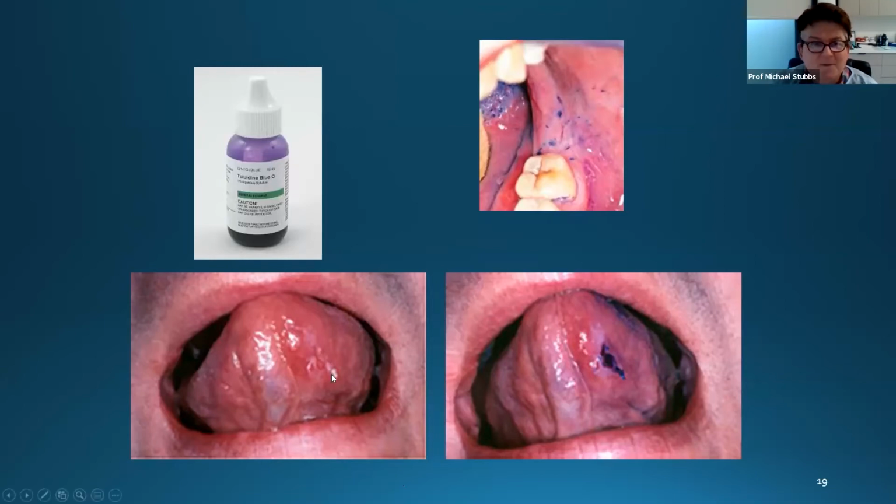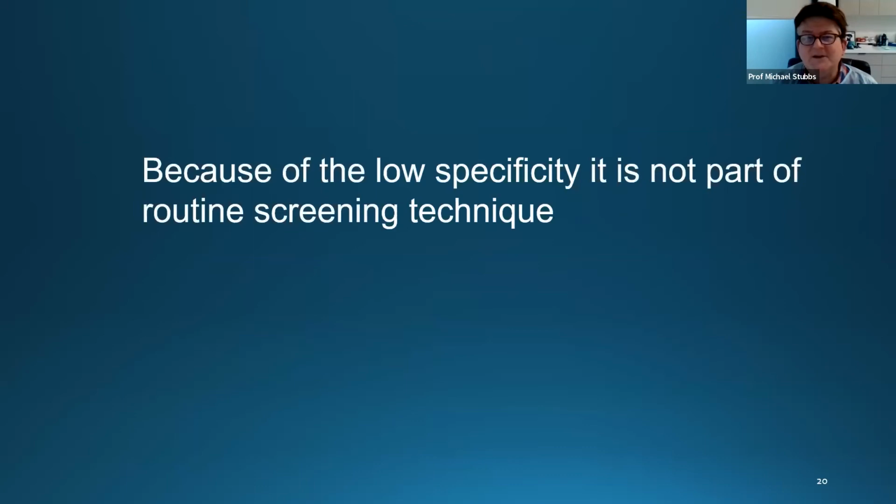But this is something where you can see on the lower left here, see that subtle white lesion? And then they've done the toluidine blue, and you can see the uptake of the dye. So yes, it's useful to direct your eye to a spot where you should biopsy. But again, it doesn't have a very high specificity for oral changes relevant to cancer, but it is something that's available if that's all you have. And so it's not really part of a routine screening. Some colleagues like using it, but I don't.